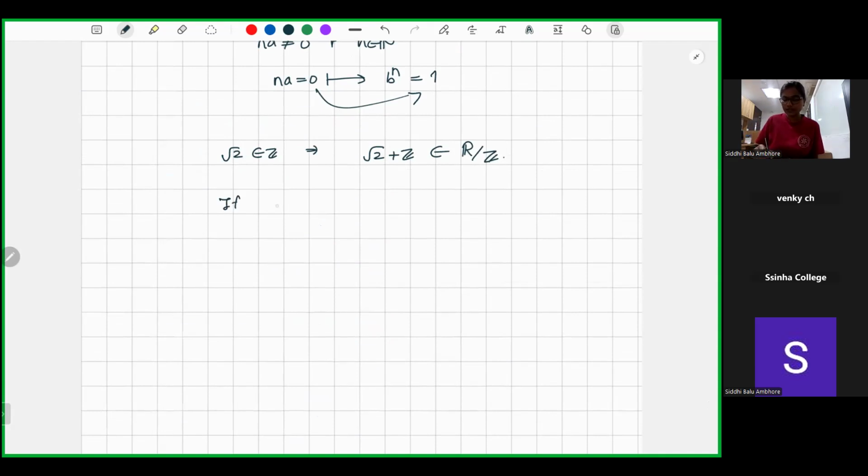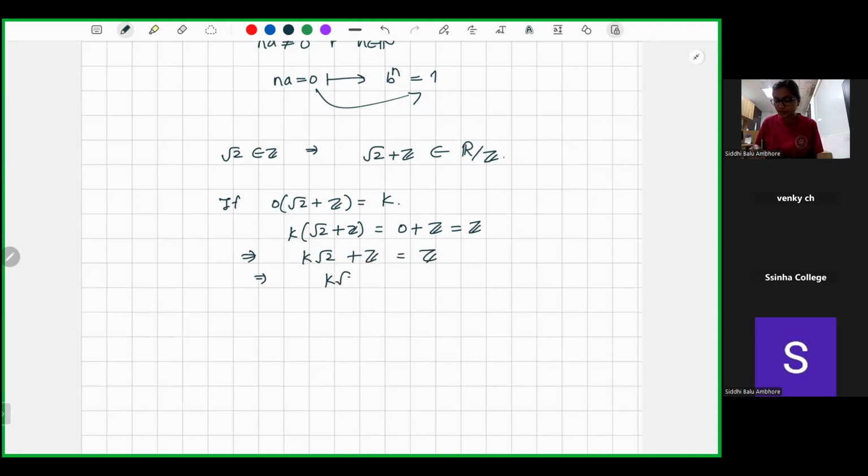Suppose the order of root 2 plus Z is some k. Then k times root 2 plus Z will be 0 bar, where 0 bar means 0 plus Z, that is essentially Z. So what does this imply? That k root 2 plus Z is Z. This implies that k root 2 belongs to Z. Is this possible? And k is greater than or equal to 1. Is this possible for any k?